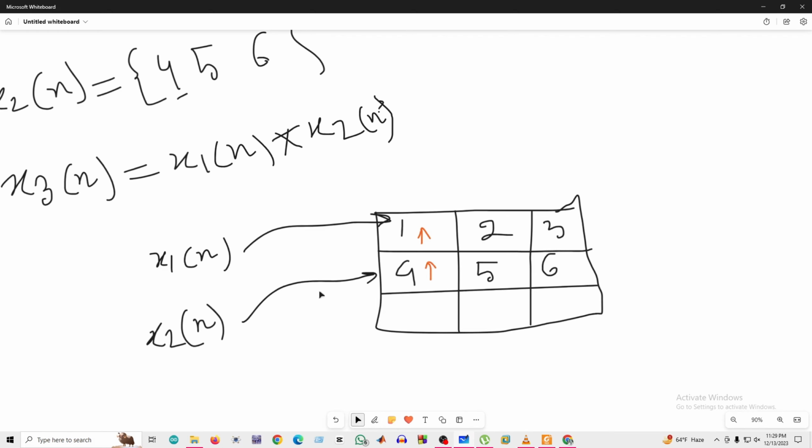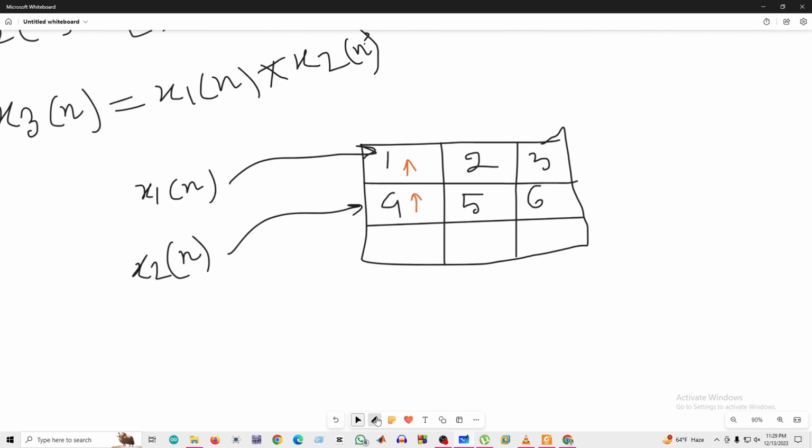Now I want to fix x1 of n, but fold x2 of n first. If you do that, you write x2 of minus n. It means that you fold your signal. Here, this is n equal to 0, this is n equal to 1, and this is your n equal to 2.